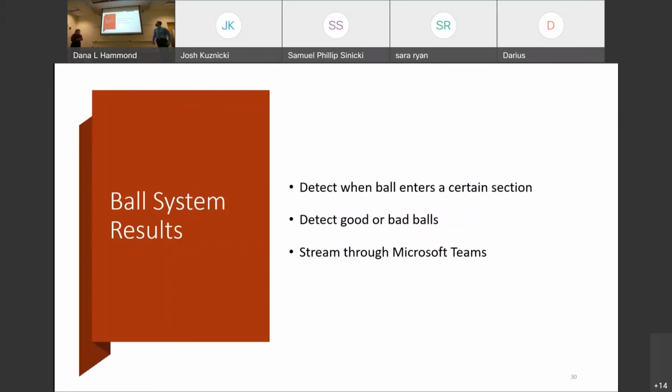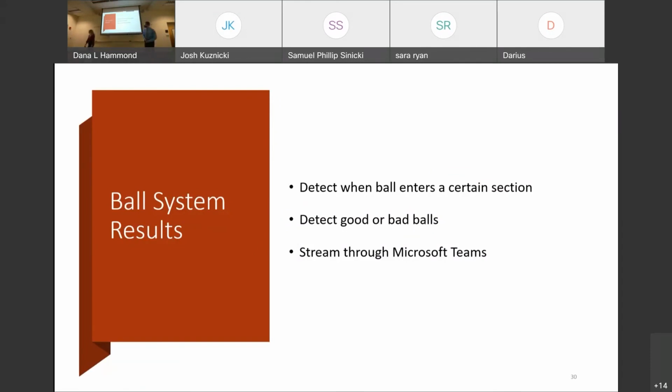So ball system results: we're able to detect balls up to a certain section or different process, and how long it takes from one process to another, and able to detect if the product is either good or bad. And then we're also able to stream this data through Microsoft Teams as well, for the same reason as the water system. Now I'll pass it back to Stephen for the conclusion.